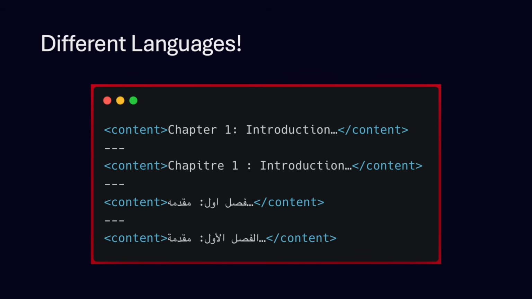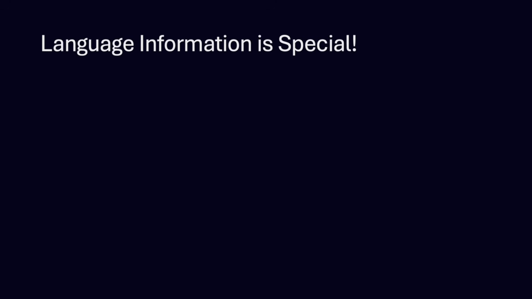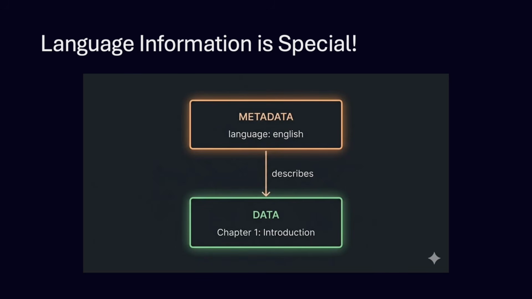I could try to read a few lines of the content and guess the language, but remember, the whole point of structured data is to eliminate the guesswork and make everything predictable. But notice this, the language information is special. It's not part of the book's content, but it's information about the content. It's metadata that helps me, the publisher, to understand and process the book correctly.